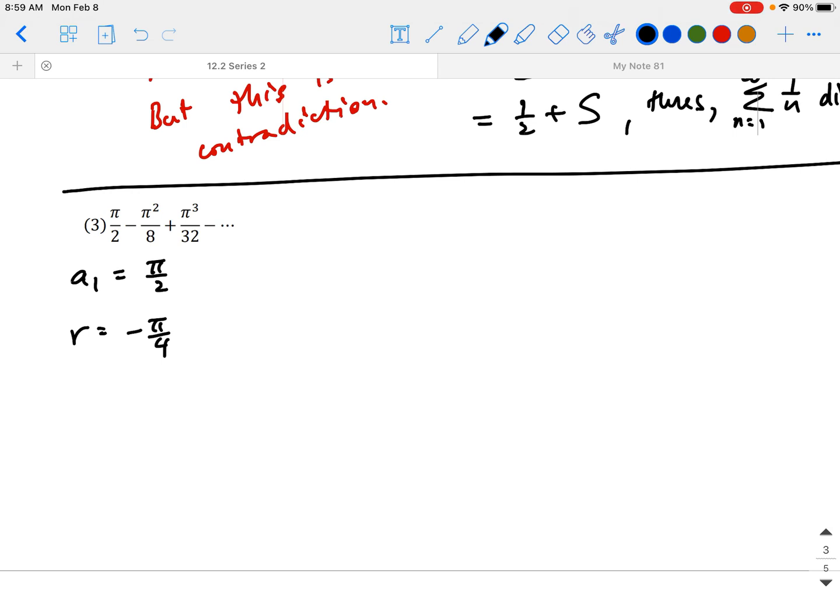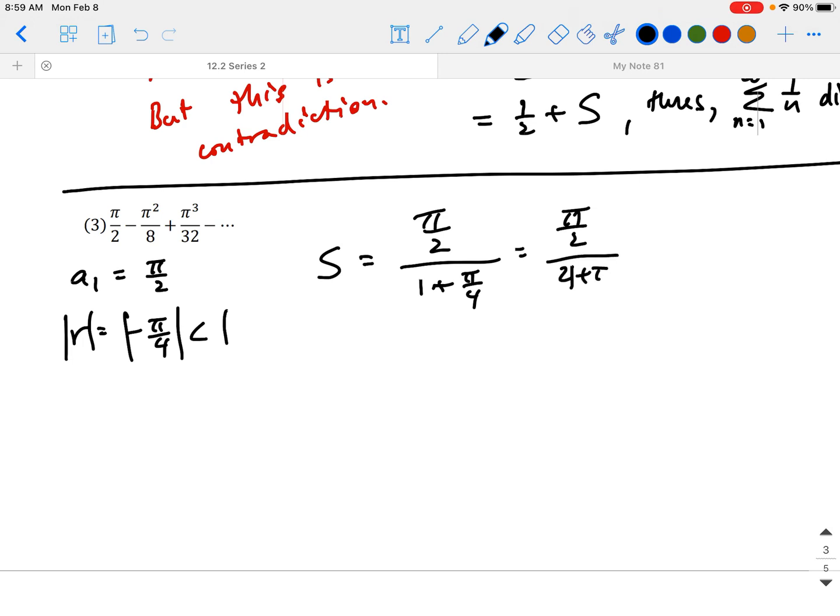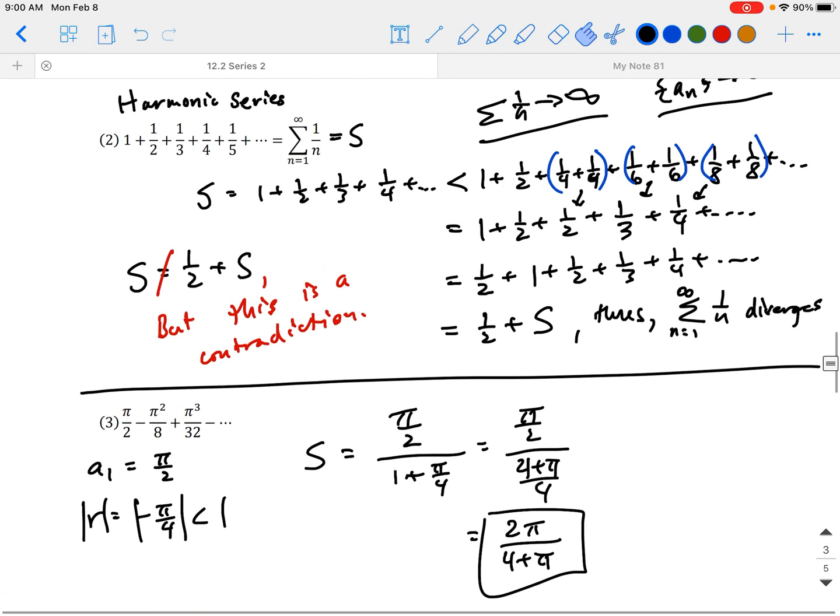And note pi is a little bit bigger than 3. So this is going to clearly be less than 1, which means we're good. So the sum is going to equal pi over 2 over 1 plus pi over 4, since it's negative. And so we'll have pi over 2 over 4 plus pi over 4, which is going to become 2 pi over 4 plus pi by reciprocation. So that one's going to be pretty easy to calculate.